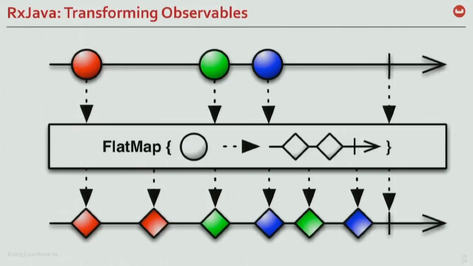But then in the end, you only have an observable of object, because what it does is merge every observable that comes out of this function.